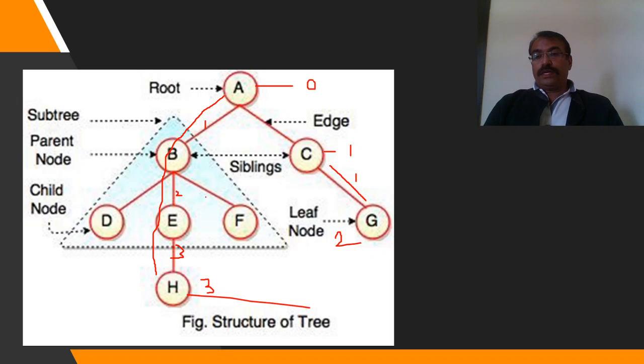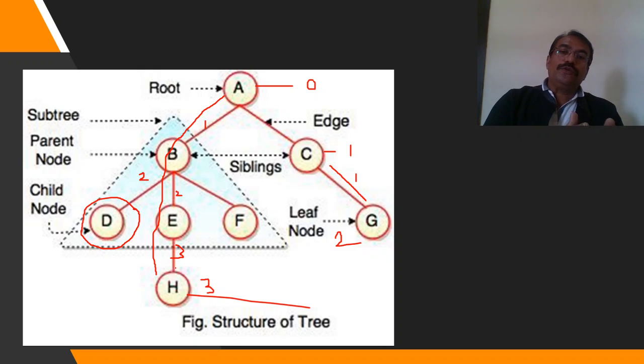Okay. What is the depth of D? How far is it from the root node? It is 2 edges away from the root node, hence the depth of D is 2. So these are the terminologies which we have seen as far as tree is concerned. Tree is one of the very important data structures, which is basically used for searching purposes.